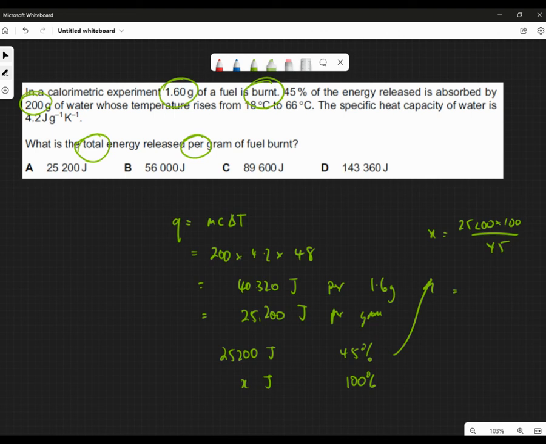So times that by 100. My calculator is a bit weird. Is equal to that divided by 45. Now I'm going to divide that by 1,000 because it gives the answer in joules and I want kilojoules. Oh no, it wants it to keep in joules. And I get 56,000 joules. So I get B. The answer for this one is B. All right, let me pause the video for the next one.